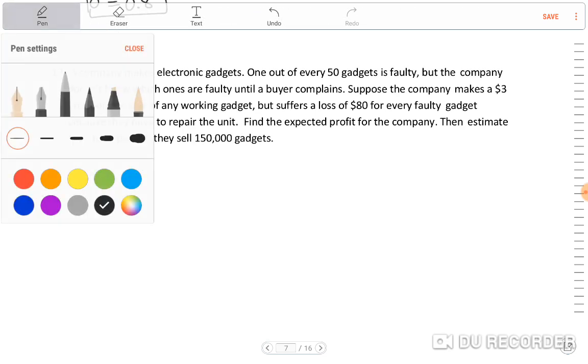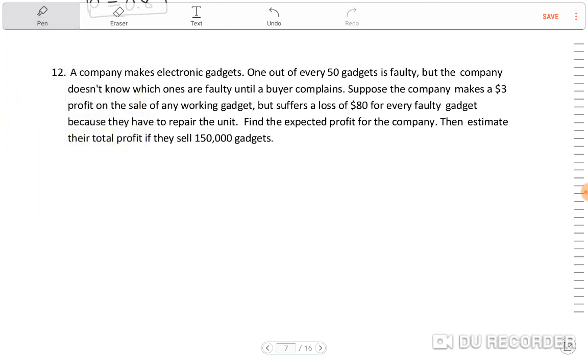Okay, so you'll notice a keyword here, and it is expected. So expected profit. When you see the word expected, this is telling you you're going to do expected value, which is just the mean. But we are doing it with a probability distribution. So we need to figure out our x's and our probabilities of x's.